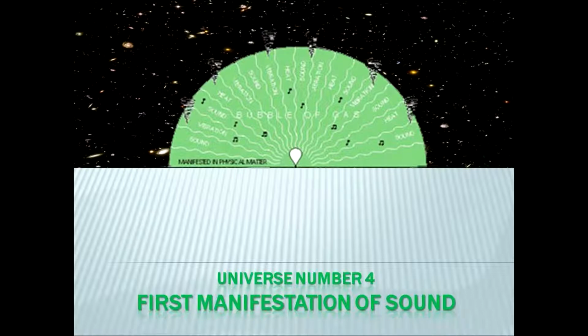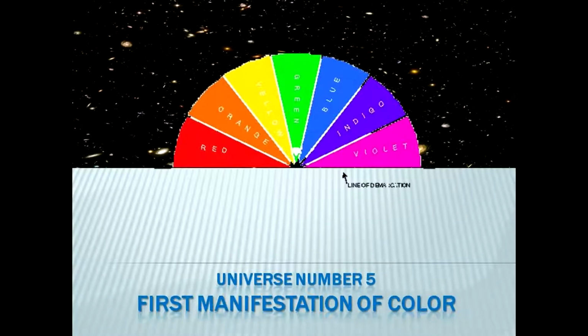Universe number 4 saw the actual manifestation of sound in physical matter. A droplet of condensation formed, the first matter in the universe. Universe number 5, tone of G, color of blue, first manifestation of color.